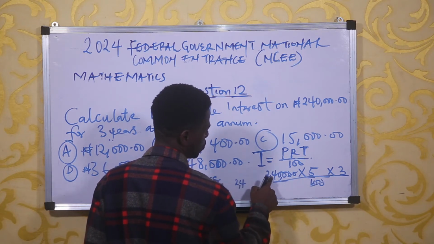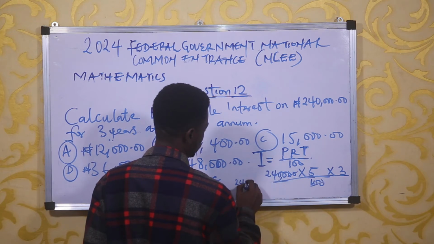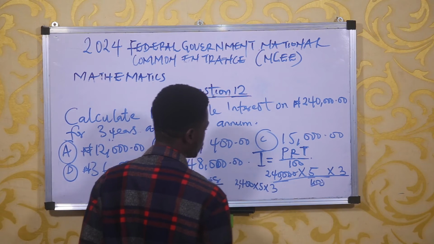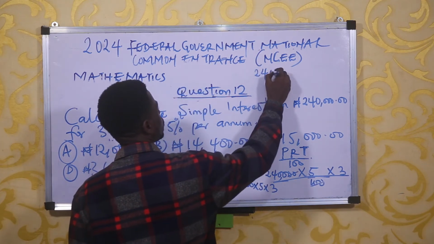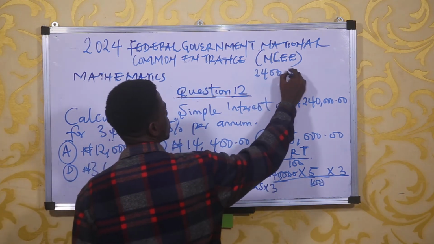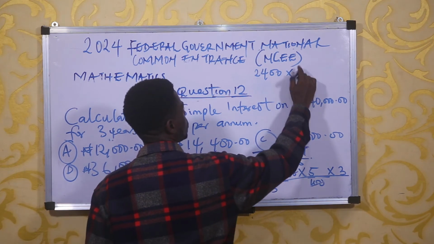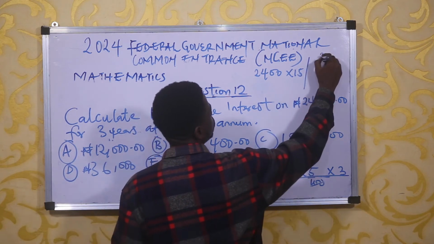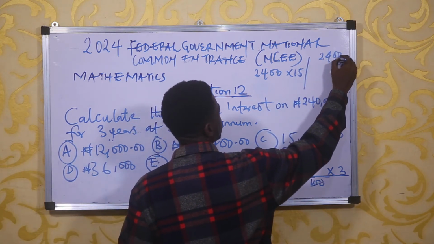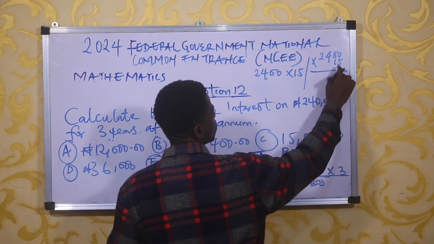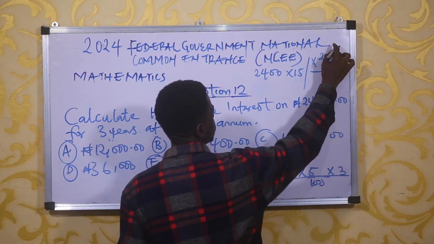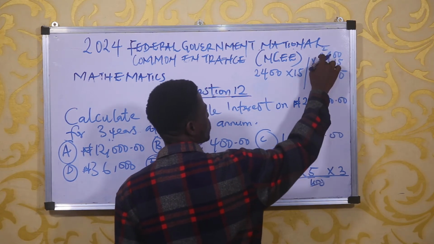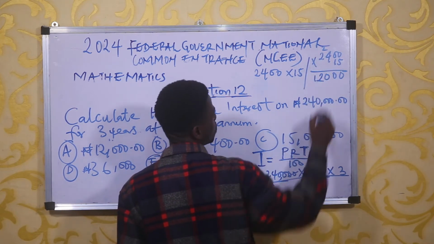for 2,400 times 5 times 3. 5 times 3 gives us 15. Okay, so in this place, let's multiply. 2,400 times 15. 5 times 0 gives us 0. 5 times 4 is 20, write 0 and carry 2. 5 times 2 is 10, plus 2 is 12.